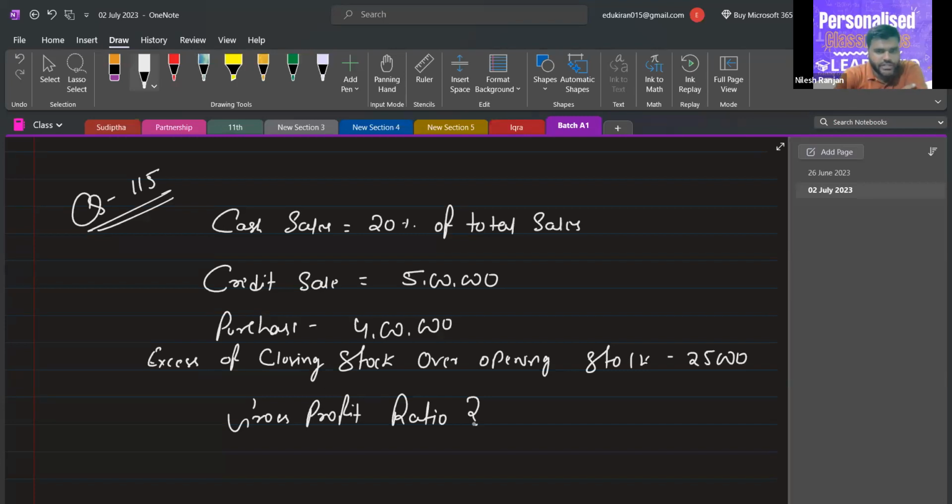Cash sales is given, it is 20% of total sales. Credit sale is given, 5 lakh. Purchase is 4 lakh. Excess of closing stock over opening stock.